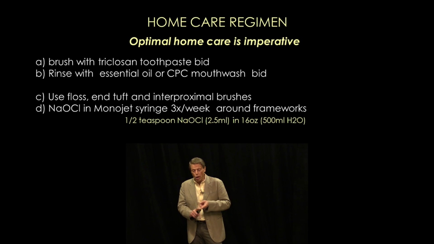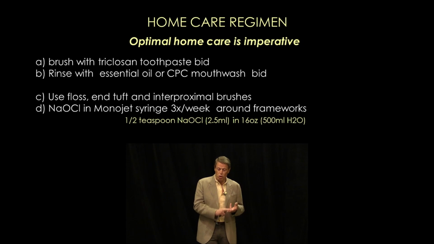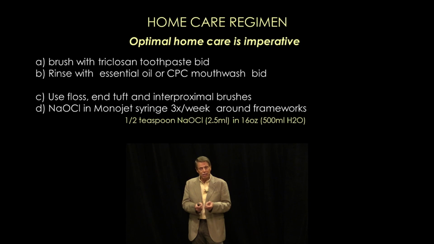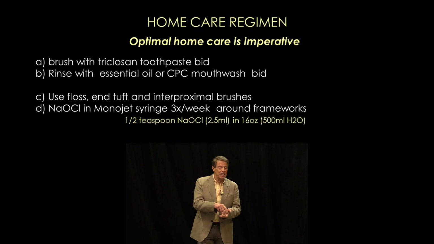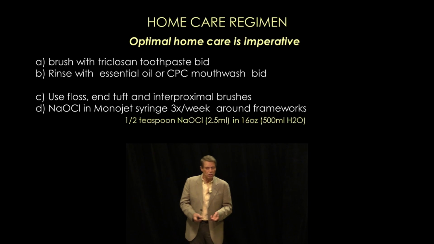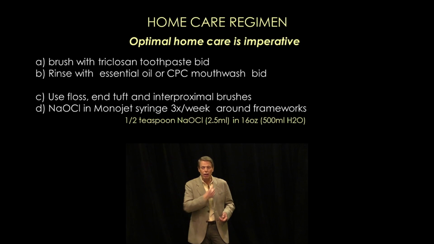If we can get them to floss, use an end-tuft brush or interproximal brushes, even better. What we also want them to do, around their big frameworks, is use a dilute solution of sodium hypochlorite at home, and you give them a plastic monojet syringe to do it. They mix 1/2 teaspoon of sodium hypochlorite in 16 ounces of water. 1/2 teaspoon of bleach, 16 ounces of water. Draw it up in the syringe and rinse and irrigate under those frameworks 3 times a week: Monday, Wednesday, Friday, or Tuesday, Thursday, Saturday.